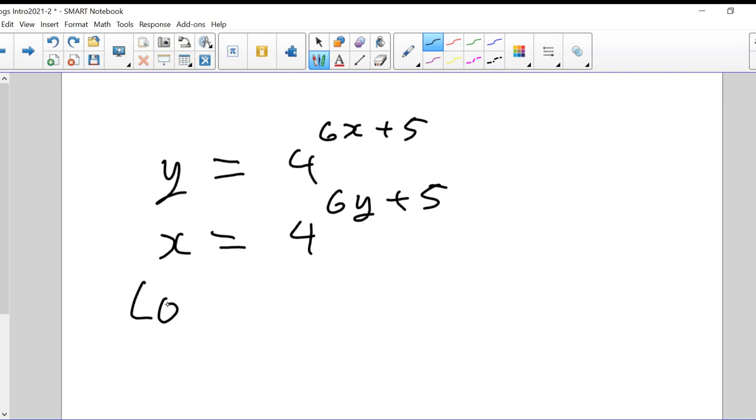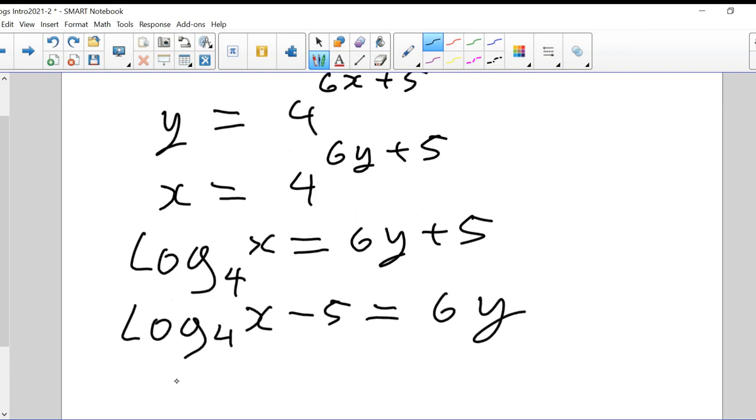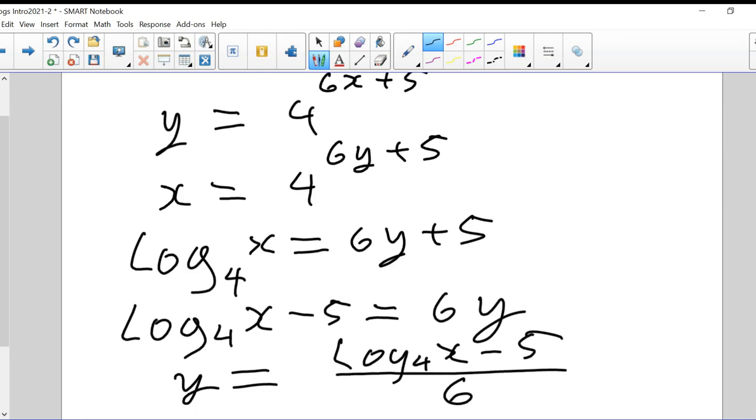So the log base 4 of x is equal to the 6y plus 5, the exponent that we had in the first place. So of course, we now can finish this up by saying, since the log base 4 of x is equal to that, the log base 4 of x minus 5 is equal to 6y, and therefore y is equal to the log base 4 of x minus 5, all divided by 6.